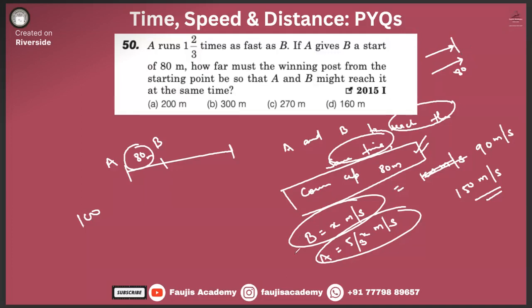Yes, sir. A is running from behind and B is from here. The moment A covers that 80 meters, the race should be over. The race should be completed. Now we are assuming B is running at the speed of x meter per second. So automatically A will be running at the speed of 5 by 3x meter per second. Now we are assuming x is equal to 90 meter per second. So 5 by 3x, that means 90 into 5 by 3, that means 150 meter per second will be the speed of A, right?